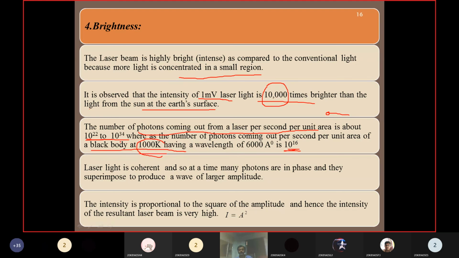Observe here. Laser has that much intensity, and because of that intensity it is very bright. Intensity depends on the amplitude. The amplitude is very high, and intensity I equals the square of the amplitude. Okay, this is about brightness.